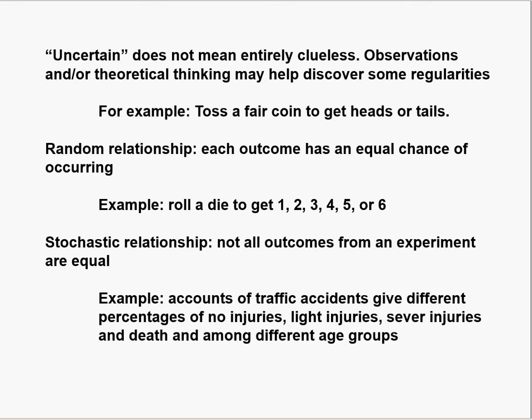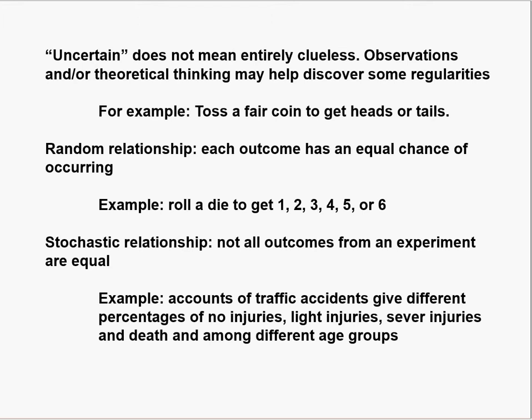Now, as we said, you toss a coin, you know if the coin is fair, the head and tail have equal chance of occurrence. And you roll a die to get 1, 2, 3, 4, 5, or 6, you know each side has equal chance of occurrence. And this kind of relationship we call a random relationship. There's also a kind of relationship called stochastic relationship.